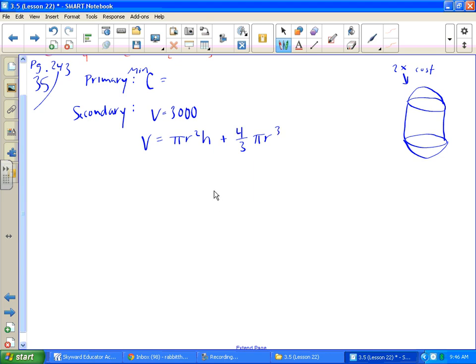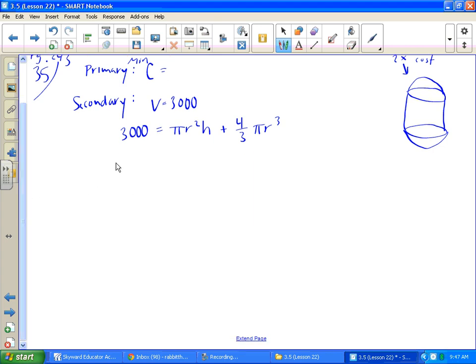What do we think we're going to solve that for? 4/3 pi r cubed is the volume of a sphere, okay? And this would form a full sphere if I put the two pieces together, right? Okay, so instead of volume equals, I could write 3,000 equals, so let's just do that. What am I going to solve for there? H. So if I solve for H, I'm going to move this over first, so let's clean this up a little bit before we even try the primary. So I have 3,000 minus 4/3 pi r cubed, and that equals this, right?